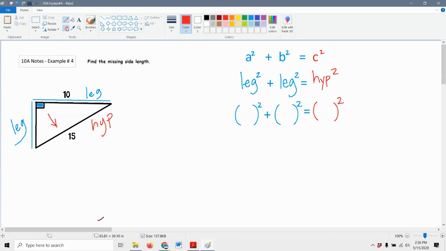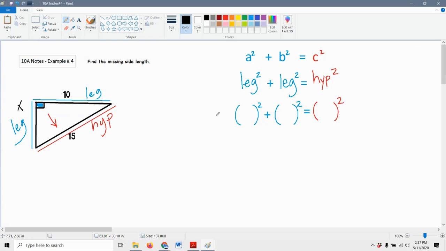Okay, so now our triangle is labeled. And what we can do now is identify the missing length. So we have a value for our hypotenuse. We have a value for one of our legs. The value for the other leg is missing. So, of course, that's going to be the x. Okay? And then we want to insert these values into our formula. So let's go ahead and insert the values for the legs into our formula.